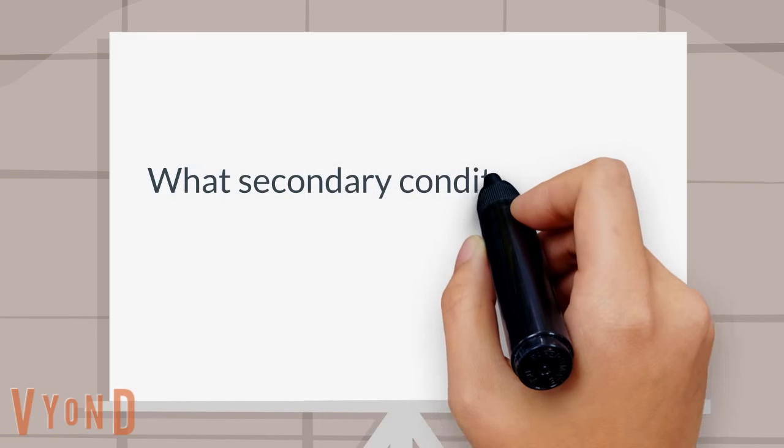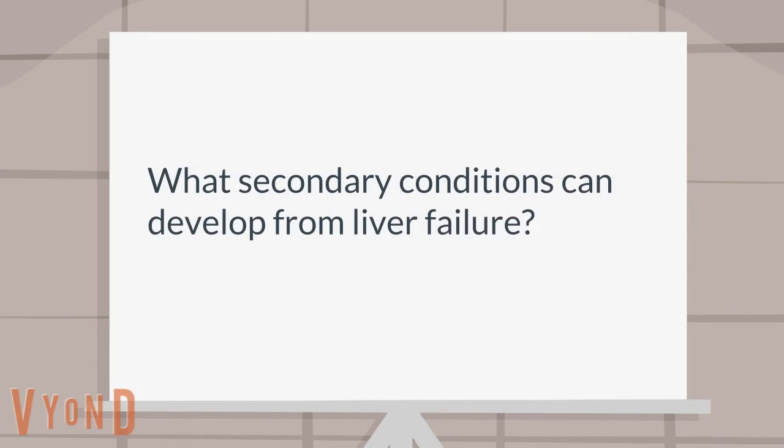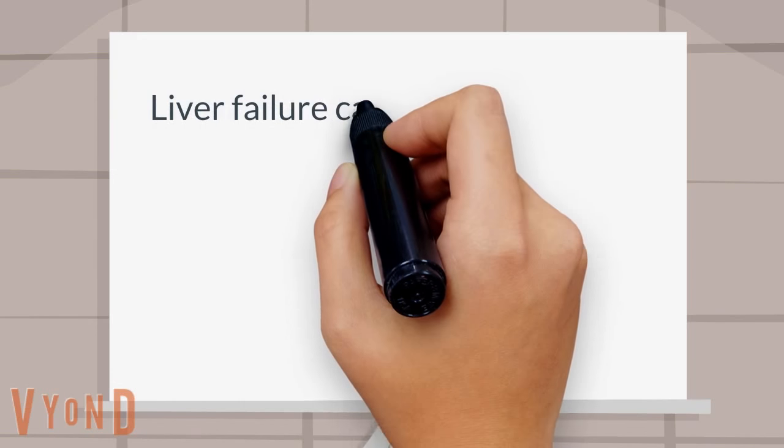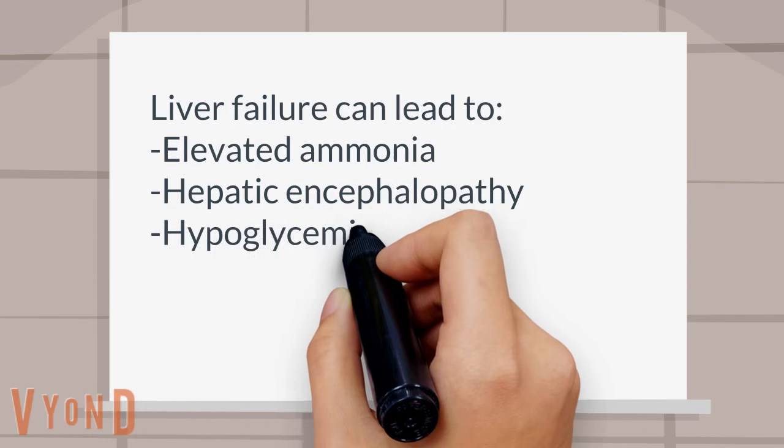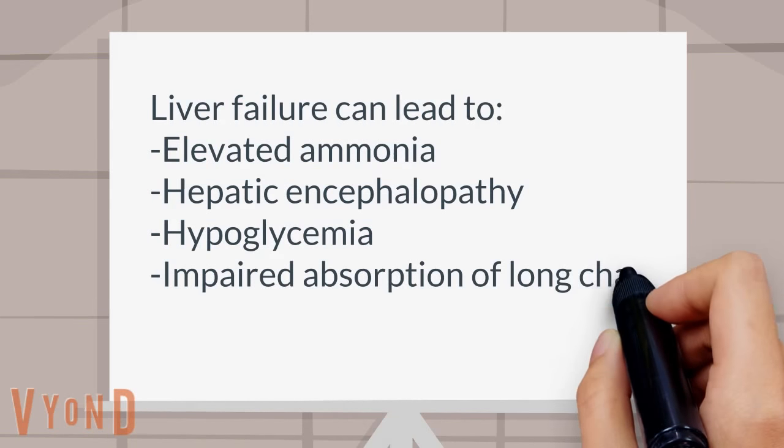What secondary conditions can develop from liver failure? Liver failure can lead to elevated ammonia, hepatic encephalopathy, hypoglycemia, and impaired absorption of long-chain fatty acids.